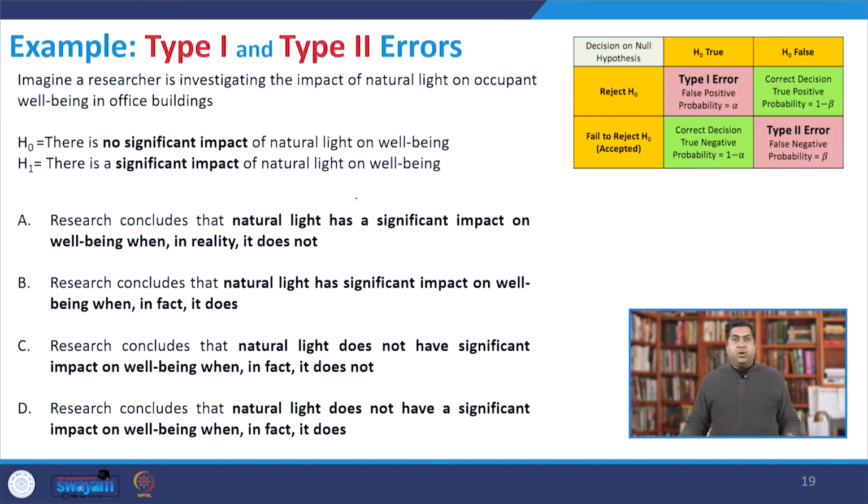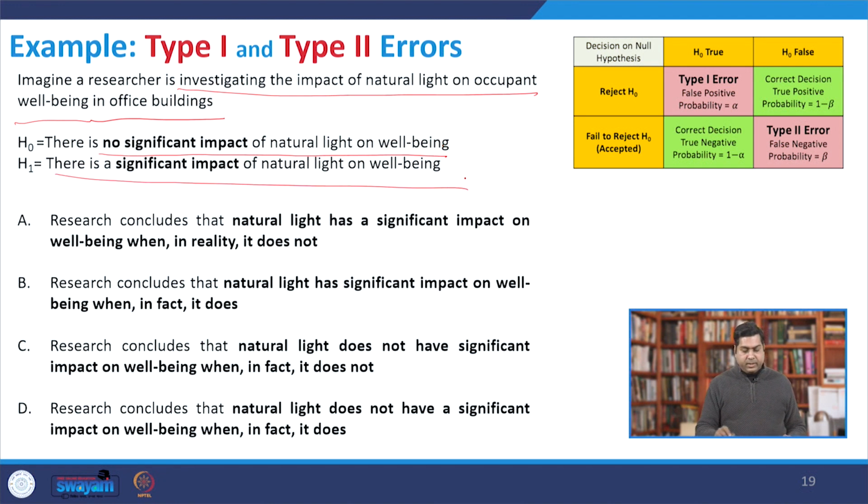If you understood that concept, let us take this example. Imagine a researcher is investigating the impact of natural light on occupant well-being in an office building. In this case, the null hypothesis is that there is no significant impact of natural light on well-being, and the alternative is that there is a significant impact of natural light on well-being. Now, out of your analysis, these four possible statements can be made.